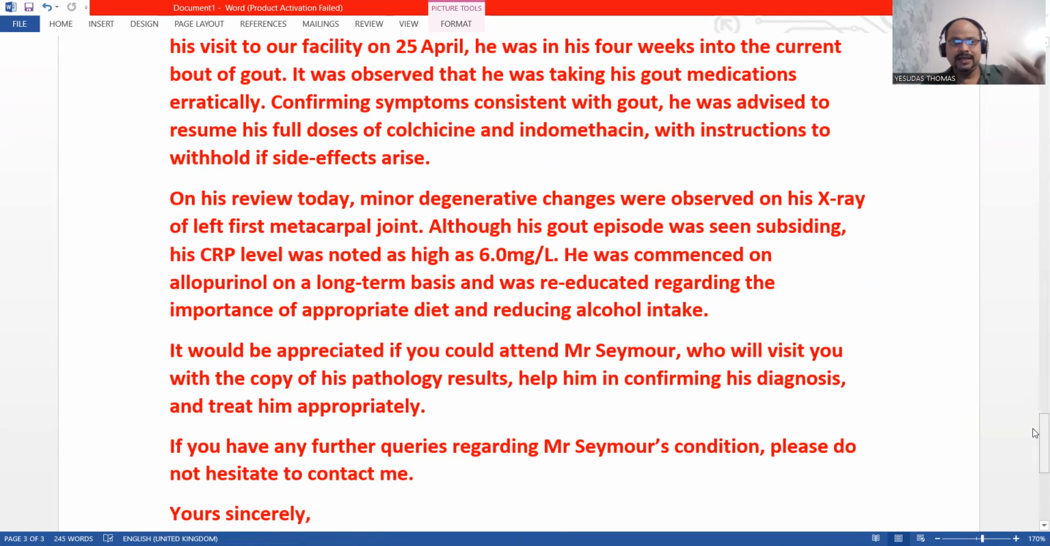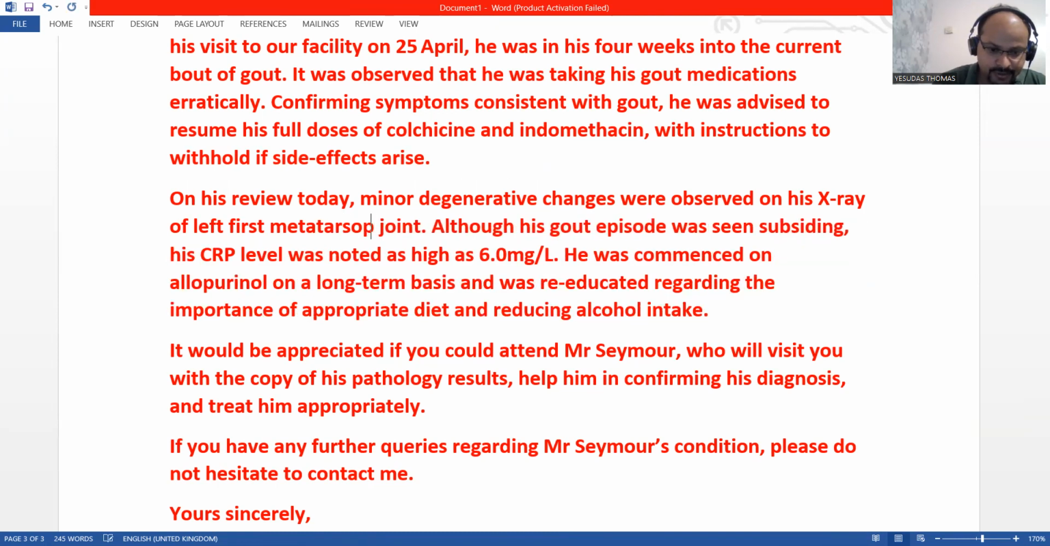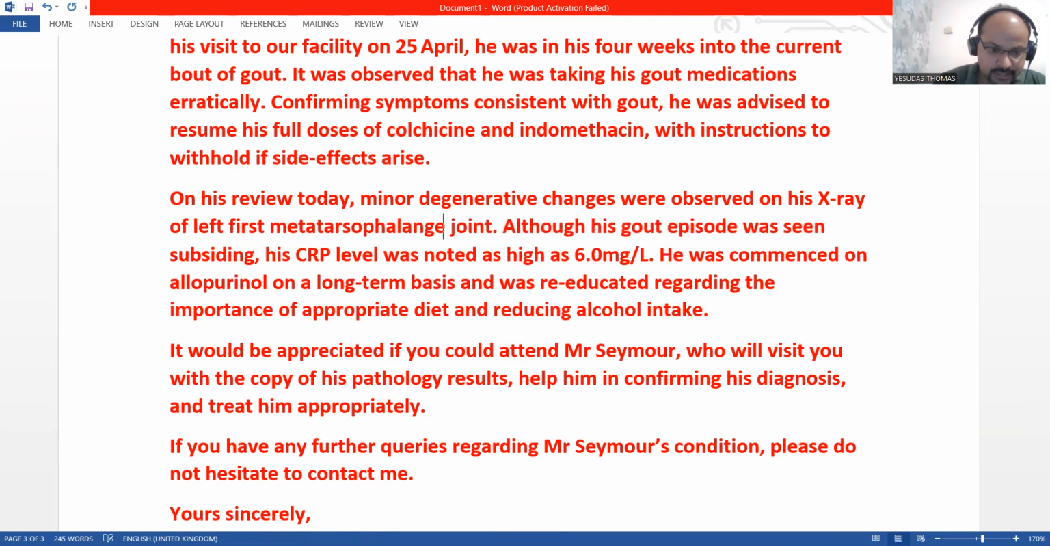Now let's go into the second part, on his review today. That's on 3rd of May. Minor degenerative changes were observed on his X-ray on his first metatarsophalangeal joint. That is something different. It's not metacarpal. Metatarsophalangeal joint. So this is something important which a rheumatologist should know, so we have highlighted that there.